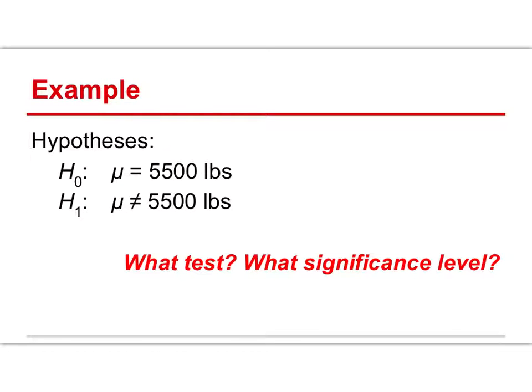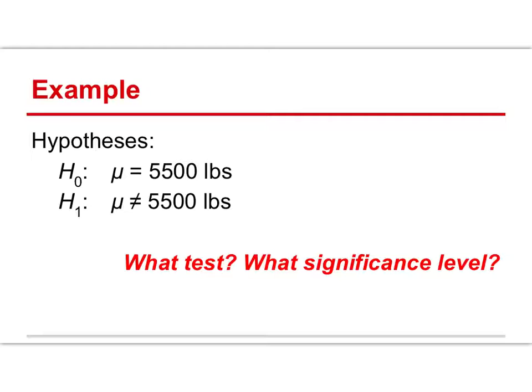First, let's set up our hypotheses. Our null hypothesis is that the claim is what it is. Based on this sample, we are going to conclude that the mean is actually 5,500 pounds worth of fuel. The alternate hypothesis is that it is not.